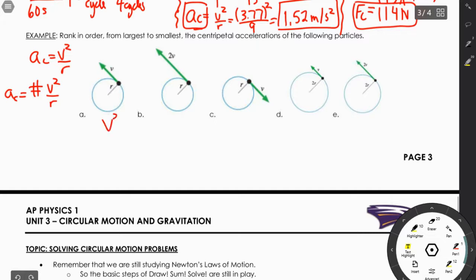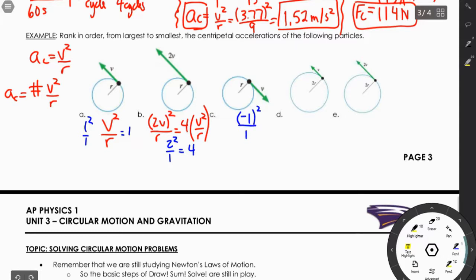So A's would just be v squared over r. B will be 2v squared over r, which means it's going to be 4 times v squared over r. Again, this is almost like a factors of change thing, right? So if I were to do the factors of change method, sorry, I'm going to do this in a different color. This would be 1 squared over 1. Well, that's just 1, right? This would be 2 squared over 1. That's 4. This would be negative 1 squared over 1.